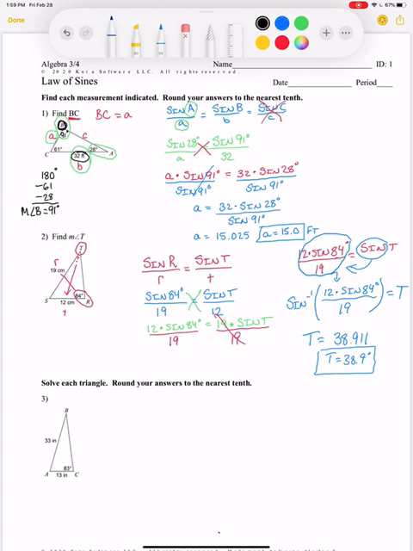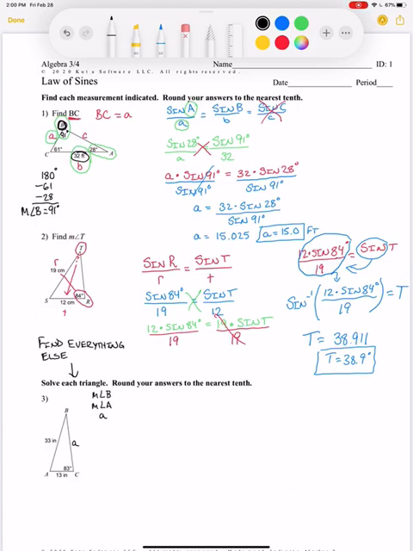Last example here. It just says solve each triangle. Solve each triangle means to find everything that's not there. So find everything else, and then round to the nearest tenth, like we have been. So the things I need: the measure of angle B, the measure of angle A, and I need to figure out what side A is. And that's going to do it.